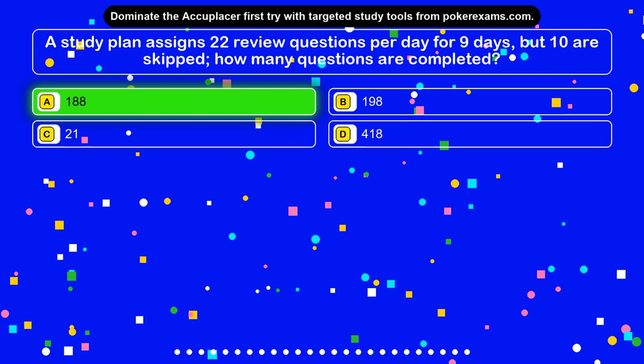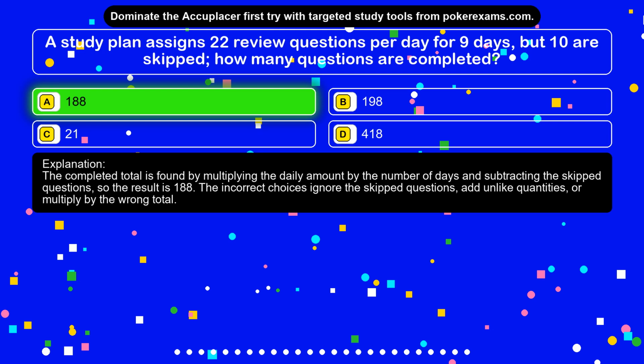The correct answer is option A, 188. The completed total is found by multiplying the daily amount by the number of days and subtracting the skipped questions, so the result is 188. The incorrect choices ignore the skipped questions, add unlike quantities, or multiply by the wrong total.